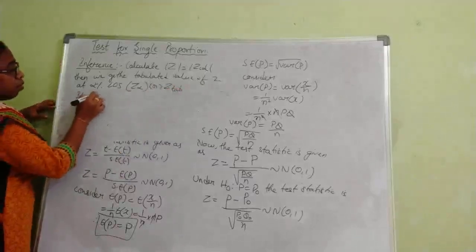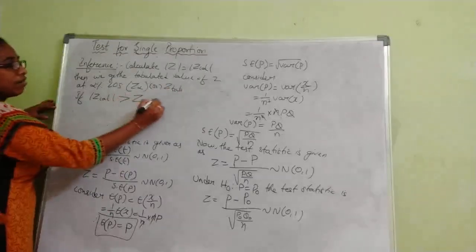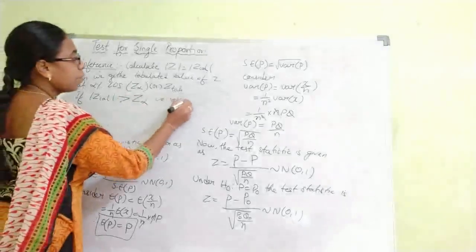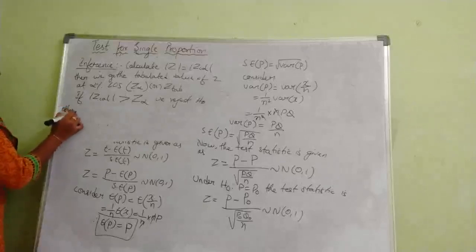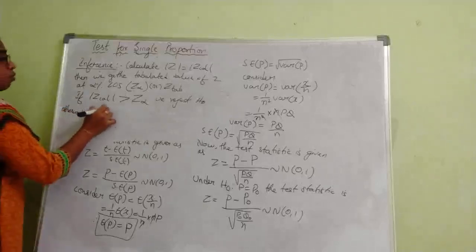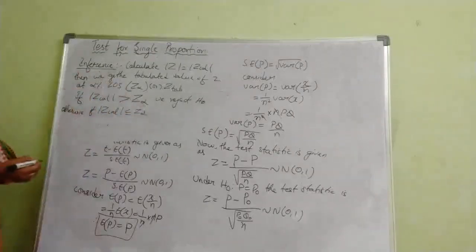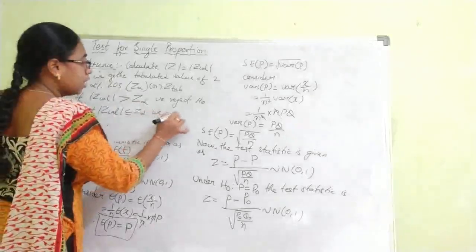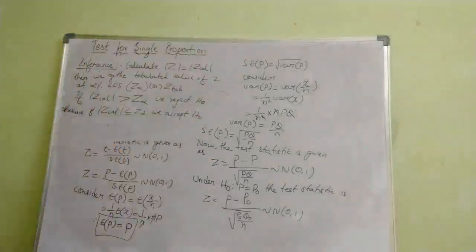If mod Z calculated is greater than Z tab or Z alpha, we reject the null hypothesis. Otherwise, if mod Z calculated is less than or equal to Z alpha, or you can call it Z tab, we accept the null hypothesis. So this is the procedure for testing the single sample, single proportion. Now we'll discuss a problem related to the single sample.